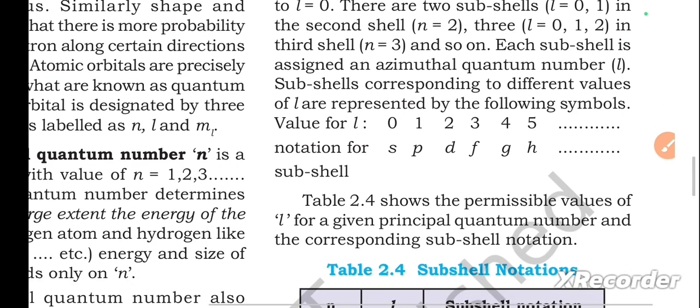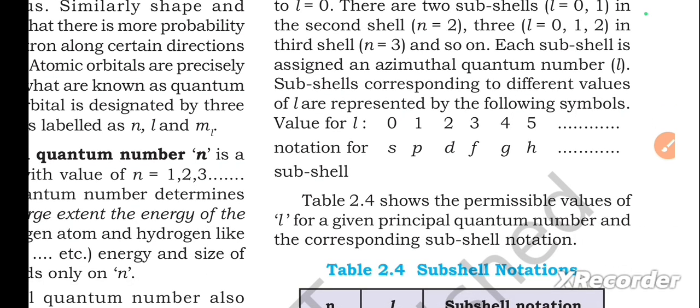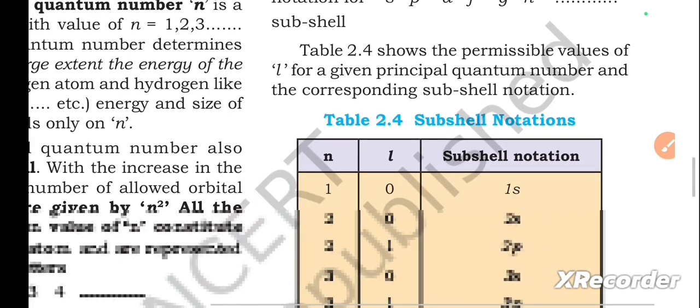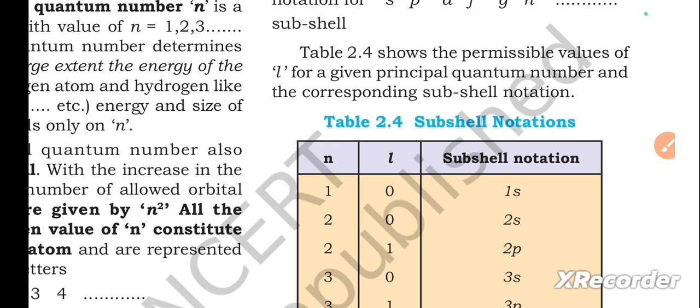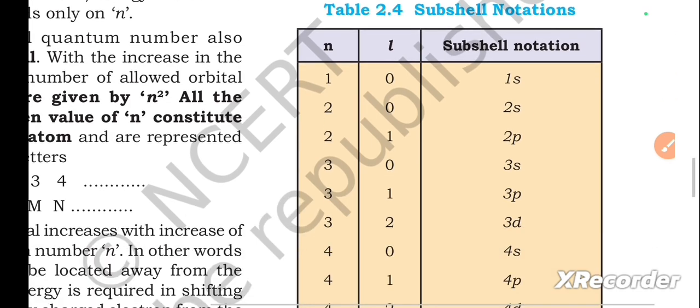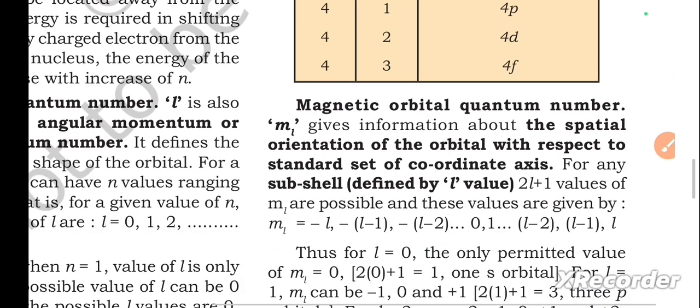Subshells corresponding to different values of l are represented by the following symbols. Value of l: 0, 1, 2, 3, 4, 5. Notation for subshell: s, p, d, f, g, h. Table 2.4 shows the permissible values of l for a given principal quantum number and the corresponding subshell notation. You can check it out.